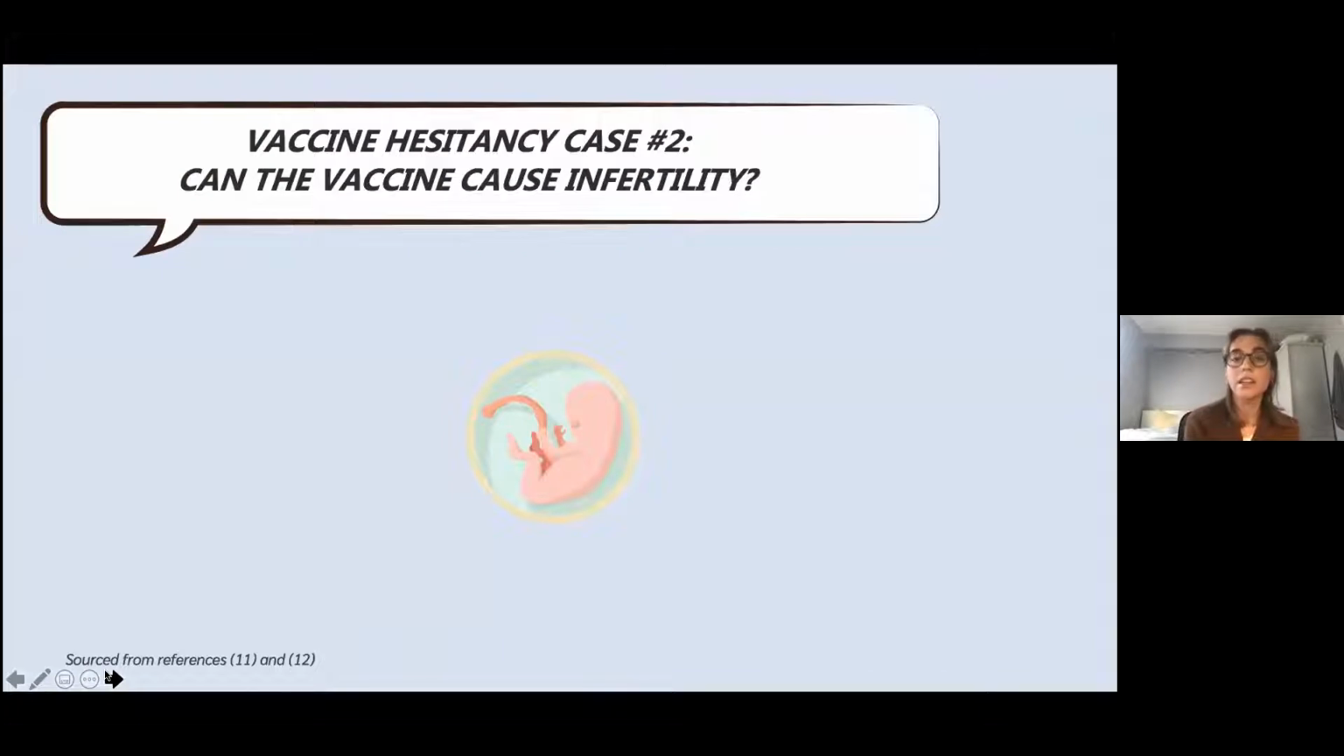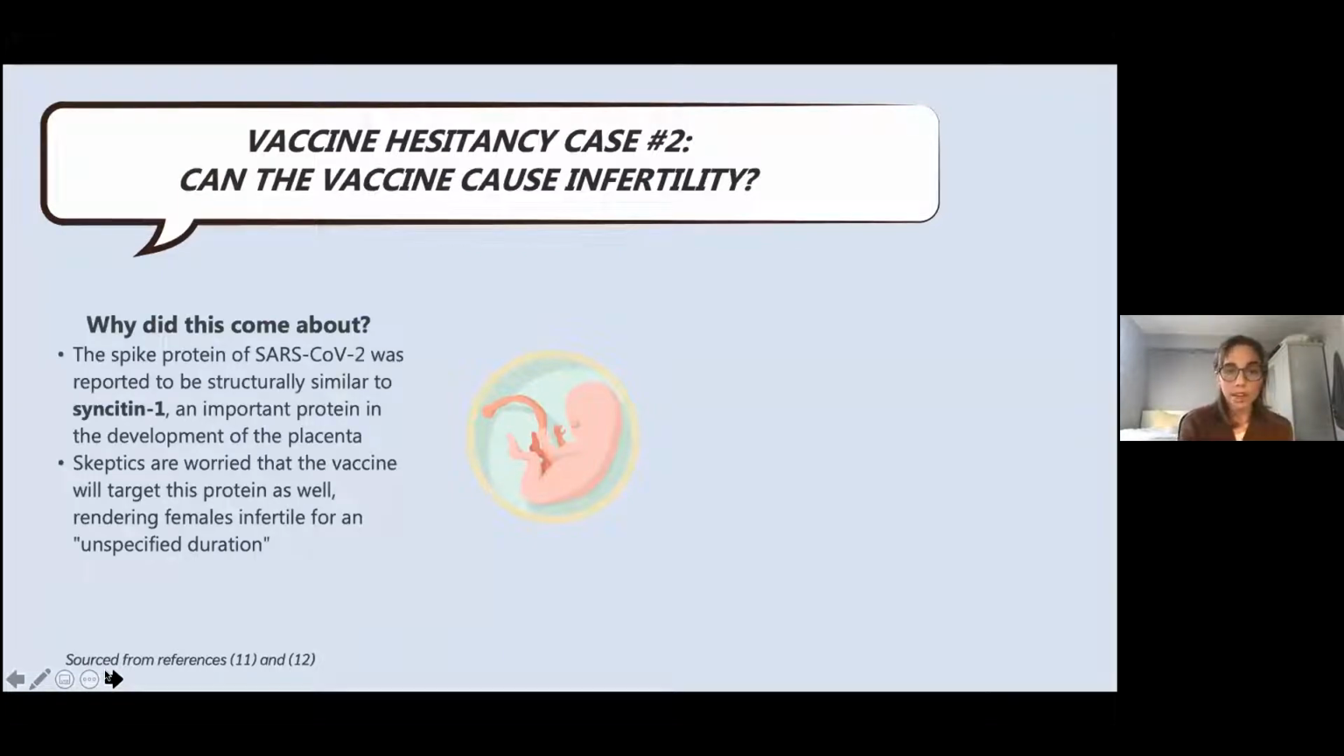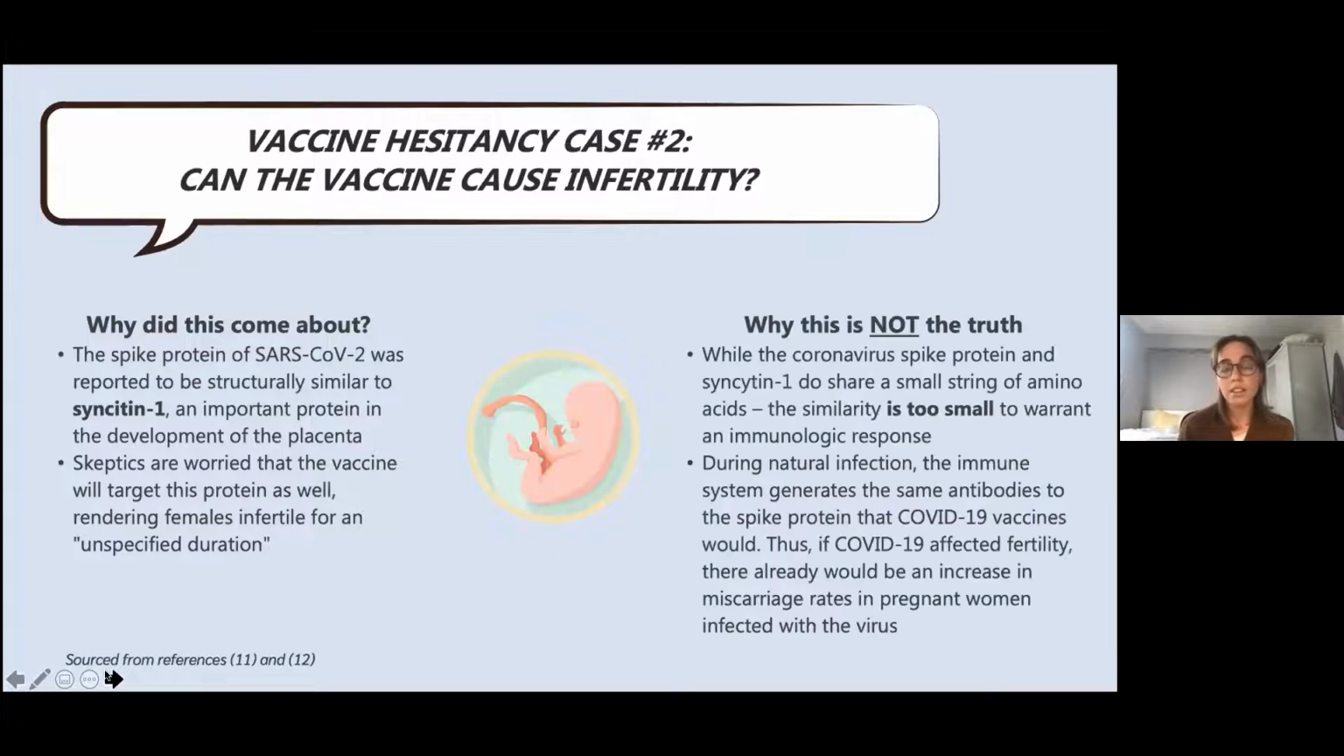Vaccine hesitancy case number 2: can the vaccine cause infertility? So why did this come about? It was said that the spike protein of SARS-CoV-2 was structurally similar to syncytin-1, which is an important protein in the development of the placenta. Skeptics are worried that the vaccine will target this protein as well and render females infertile for an unspecified duration. This is not the truth.